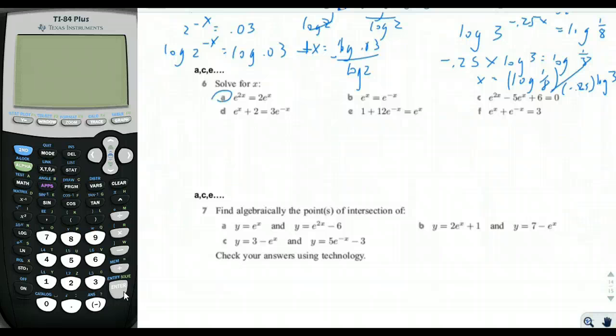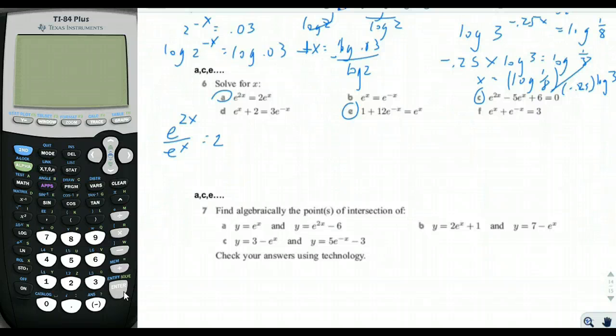We're going to do A, C, E. Okay, solve for x. e to the 2x is equal to 2e to the x. Let's see. What if we took... let's see, we're going to combine the terms with x's in them. So we're going to do e to the 2x. Let's divide both sides by e to the x. And then we end up with that, right?